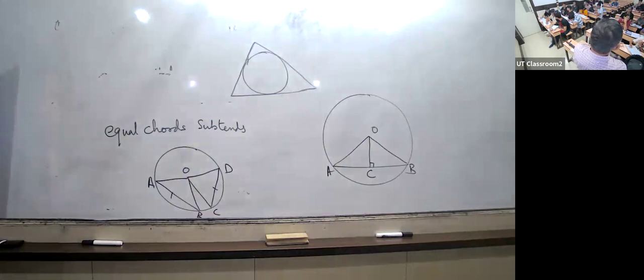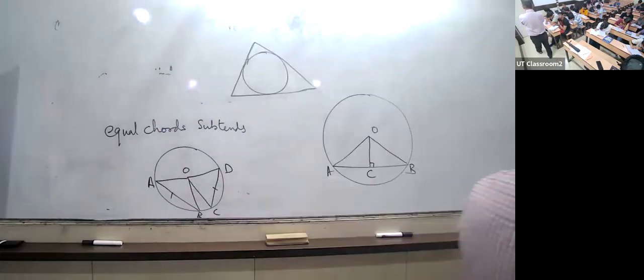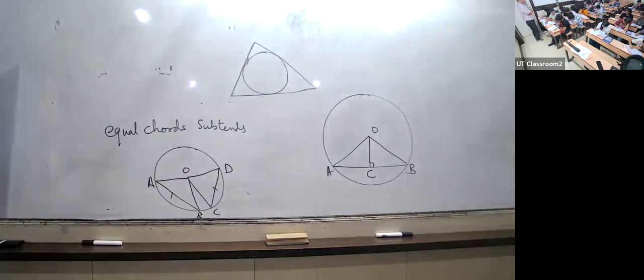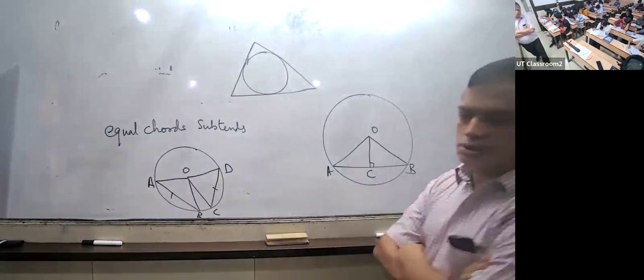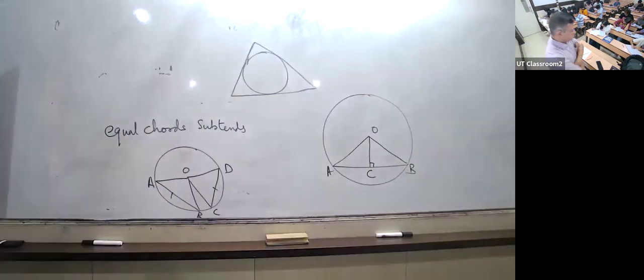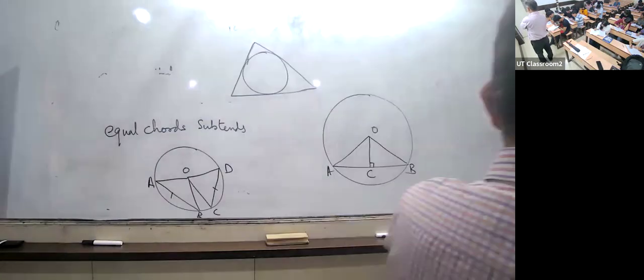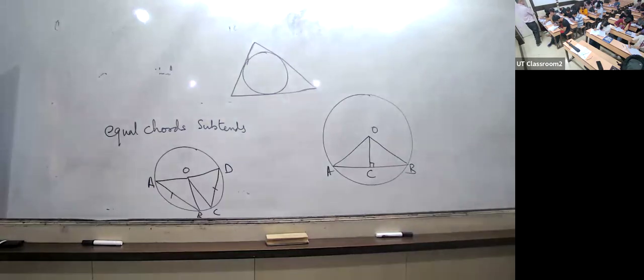Now, a line drawn from the center which bisects the chord is perpendicular to the chord. This is the converse of the previous theorem.